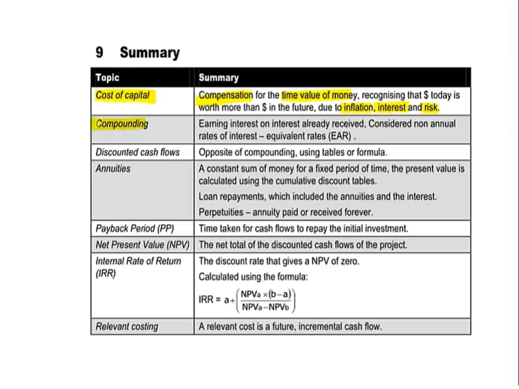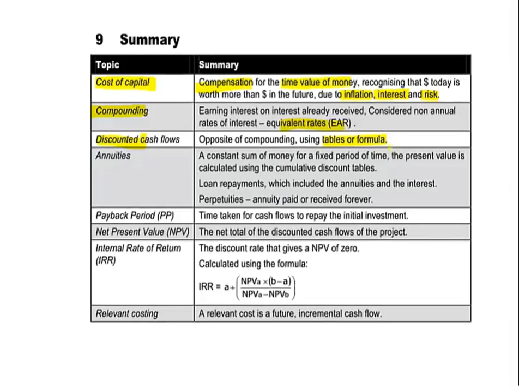Compounding is looking at getting interest on your interest, and we also had a look at non-annual rates of interest and said that we need to convert any nominal rates to equivalent annual rates or APR. Discounting is the opposite of compounding. It's when we take the terminal value, the end value, and discount it back to today's terms. And we can do that using either the tables or the formula if the values fall outside of the table.